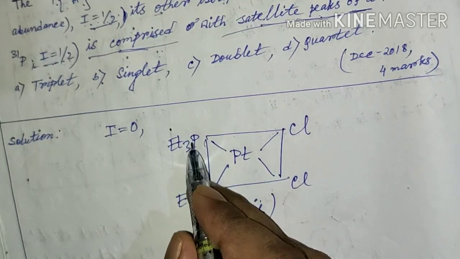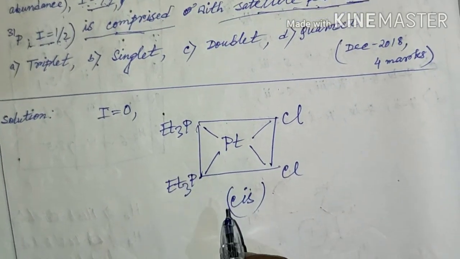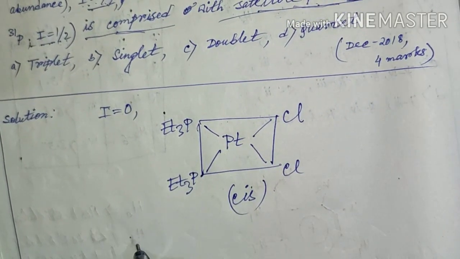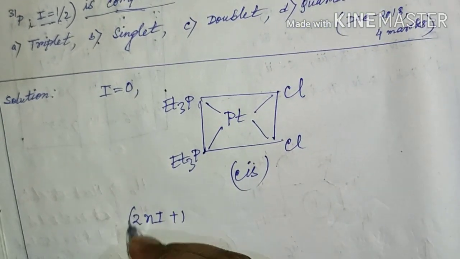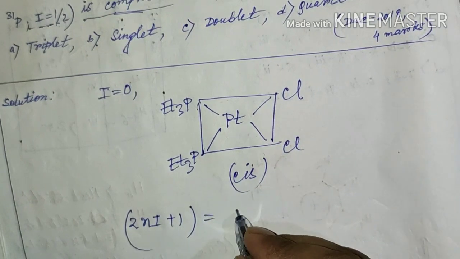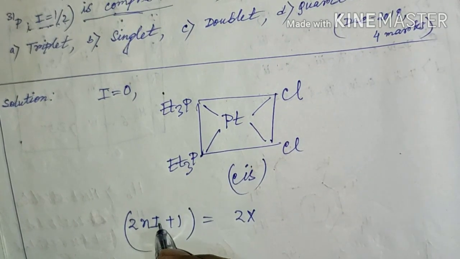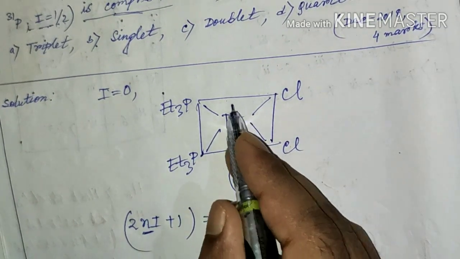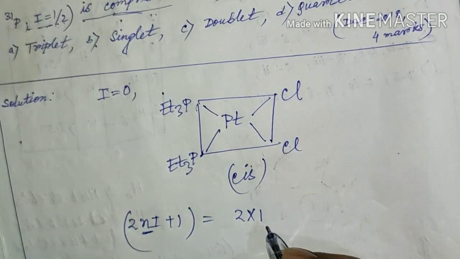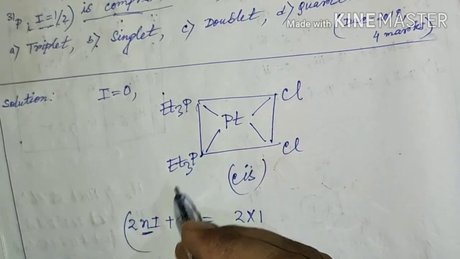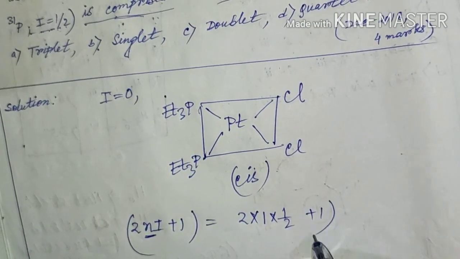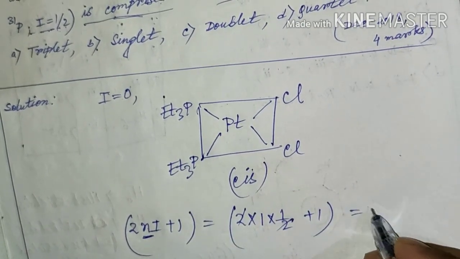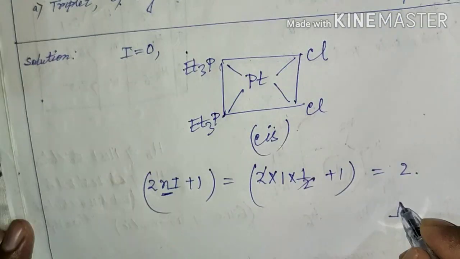Since these two phosphorus nuclei are equivalent, the splitting of the peaks will follow this rule: N is equal to the number of platinum nuclei through which this phosphorus nucleus will be split. I is equal to half, plus 1. That means there will be a doublet peak.